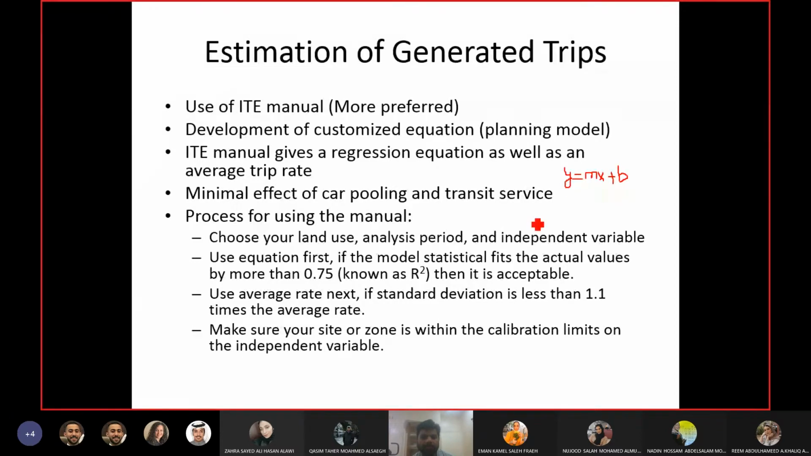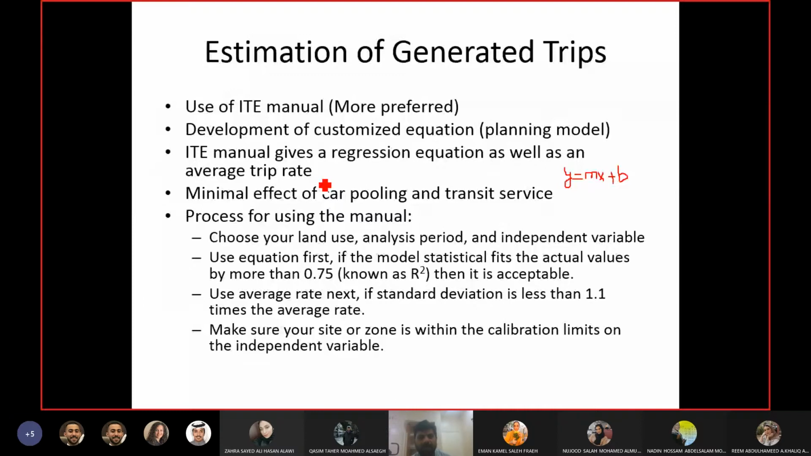Or you can use the average trip rate. The average trip rate is like a proportion: simply the size of the land use multiplied by the rate. For example, if your land use is residential, your size is the number of housing units. Let's say the trip rate is 0.6. You multiply 0.6 with the number of housing units, and that gives you the number of trips. The trip rate is a fraction, and you multiply it with the size of the land use to get the number of trips.